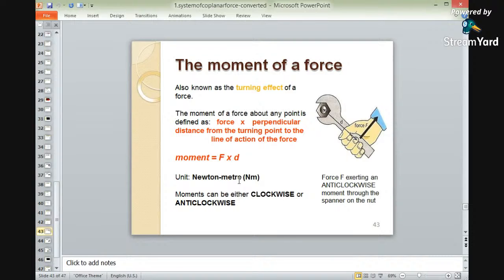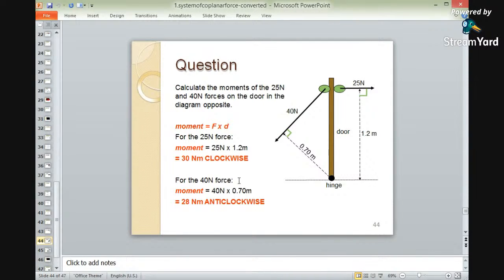Again, a moment can be applied in clockwise as well as anti-clockwise directions. Clockwise direction is considered as positive, anti-clockwise is considered as negative. Again, there is a simple example in this. In order to have a simple concept of moment, here a force of 25 newtons has been applied, which is a horizontal force.